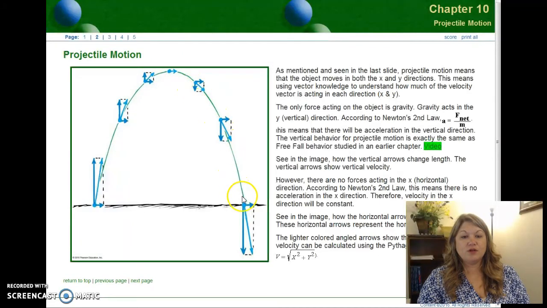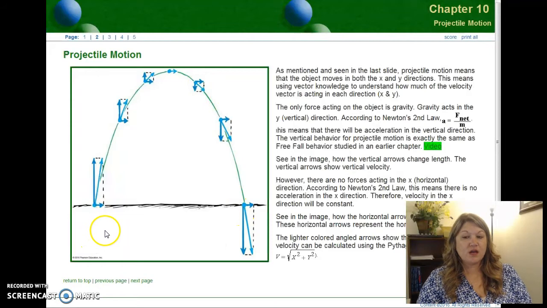Now we see the arrows start getting longer because now you're accelerating with gravity. The object's speeding back up. This is the same thing we learned about in free fall. So everything you learned about in free fall you can apply to your vertical motion here.